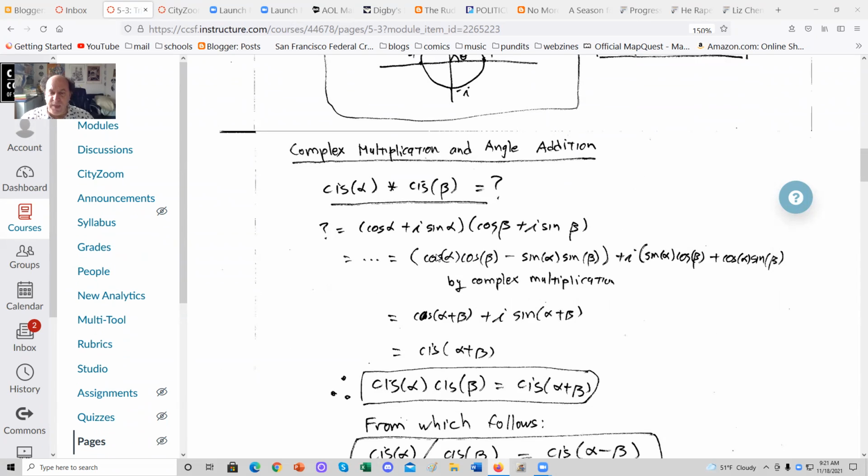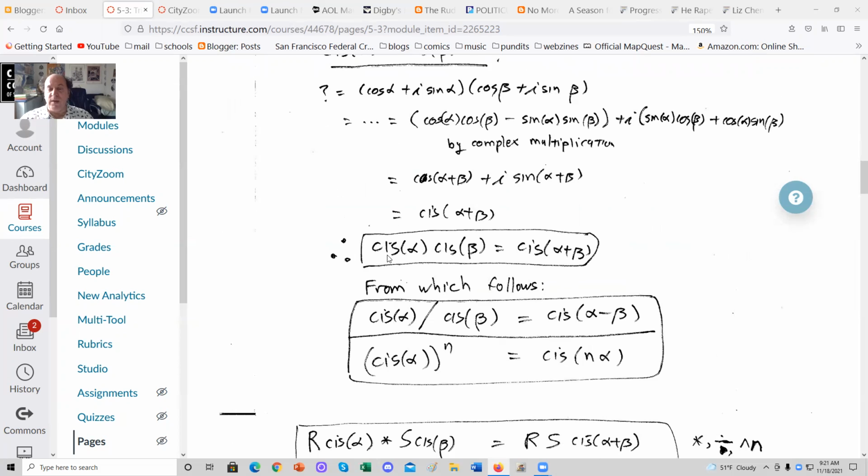Okay. Now this cosine cosine minus sine sine is cosine of a sum, cosine of alpha plus beta. Sine cosine plus cosine sine is sine of a sum. These are the angle addition formulas. Here we go: cosine of alpha plus beta plus i sine of alpha plus beta. That's cis of alpha plus beta. So cis alpha times cis beta is cis of alpha plus beta. When you multiply two complex numbers, you add their respective angles from the x-axis.